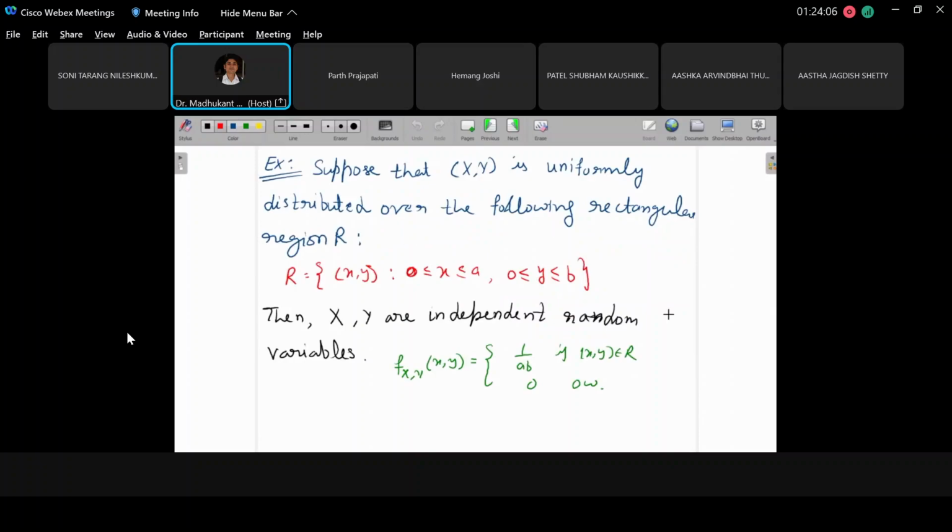Now here we try to understand when you have the rectangular region. What is the nice property with it? Suppose that (X, Y) is uniformly distributed, this vector, over the following rectangle R. Then X and Y are independent random variables. So if they are uniformly distributed over the rectangular region, then they are nothing but independent random variables. That's a nice property.